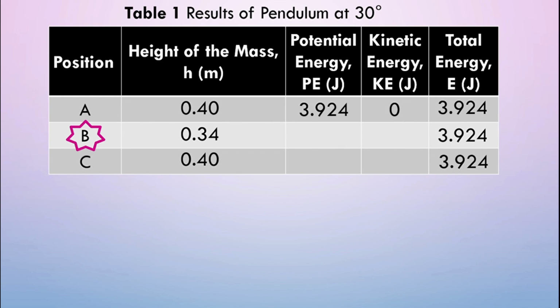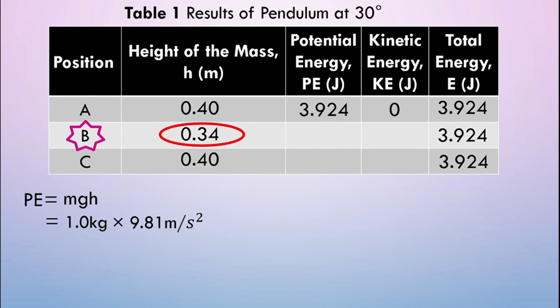For position B, the formula for potential energy is mgh. Mass is equal to 1 kilogram, times gravitational acceleration equal to 9.81 meters per second square, times height of the mass which is 0.34 meters. Therefore, the potential energy is equal to 3.335 joules.